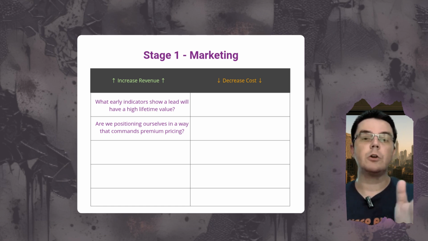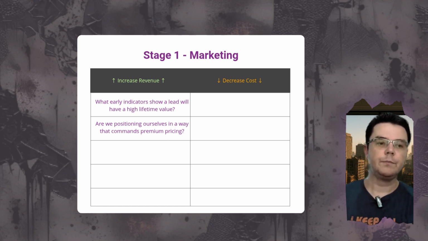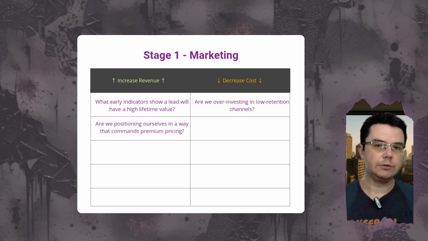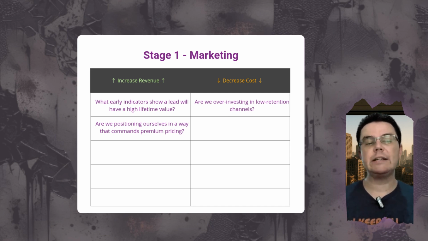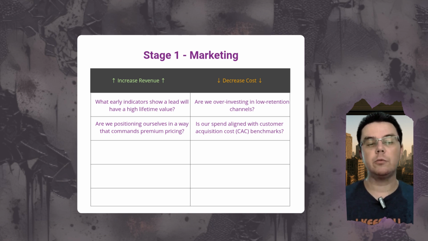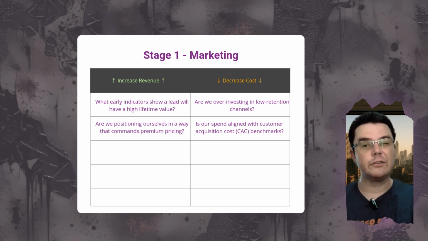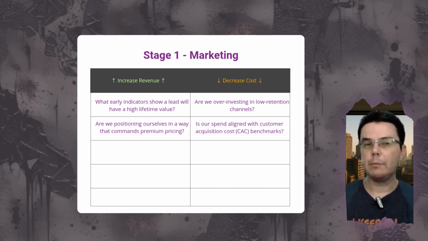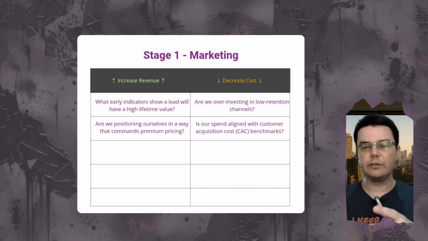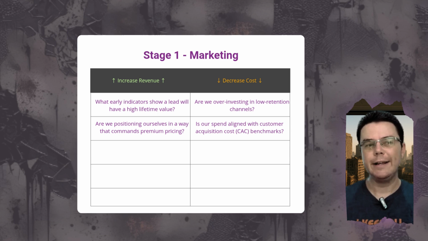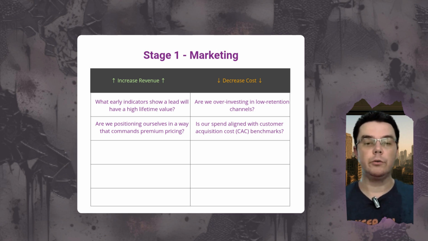Now let's go on to some decreased cost examples. A question you may ask is, are we over investing in low retention channels? Or is our spending aligned with our customer acquisition benchmark, or our CAC benchmark? As you can tell from those two questions, they're geared toward decreasing cost. And those are the type of questions you want to think of. How can we reduce costs? You'll see at this stage, you'll probably have more revenue generating and not as much decreased cost. But if you think real good, you'll find ways to do both.